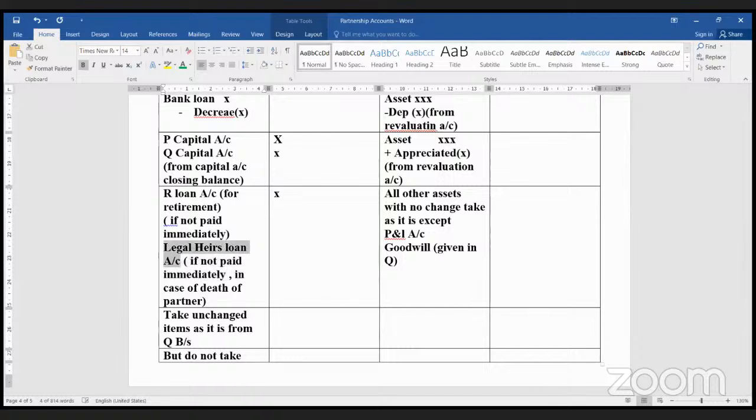If a partner retired but he's not paid immediately, we'll write loan account. If paid, it will not come. If paid to any of them, it will not come. If not paid for a retired partner, loan account will be written. For death of the partner, legal heir loan account will come.